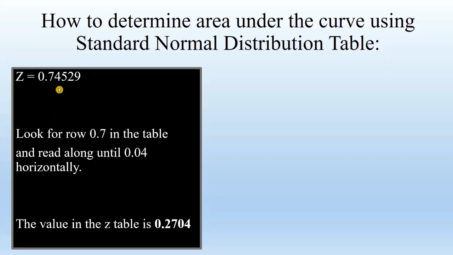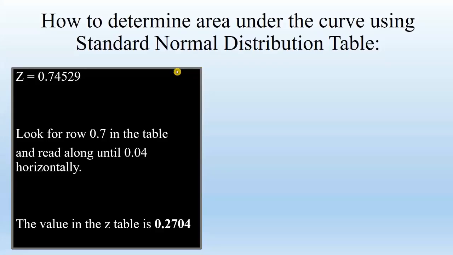Now, let's say for example, the third number in the Z score is 6. Then you would have searched for up to 0.06. If this number is 8, then you could have searched horizontally up to 0.08. So whichever the third number is, you will just have to add 0.0 and that number and search horizontally across the table.